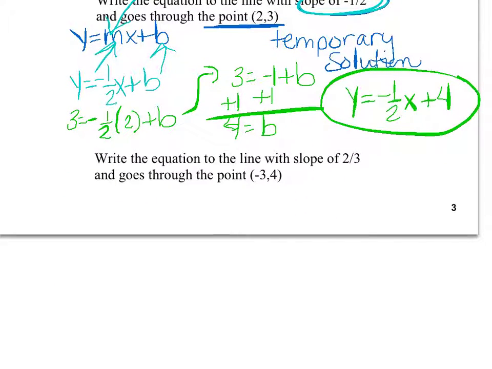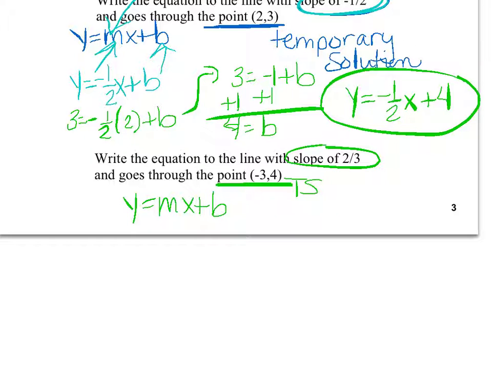Let's try another one. Write the equation of the line with slope of 2/3 that goes through this temporary solution, (-3, 4). So once again, I've got y equals mx plus b. I'm going to plug in for my slope since they told me what that is. So we've got 2/3 x plus b. And once again, I've got way too many variables. So I'm going to use my temporary solution. 4 for the y. For the x, I have negative 3, plus b.